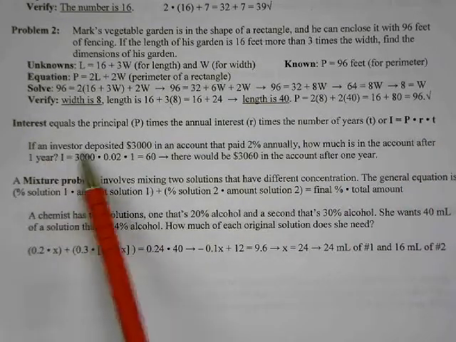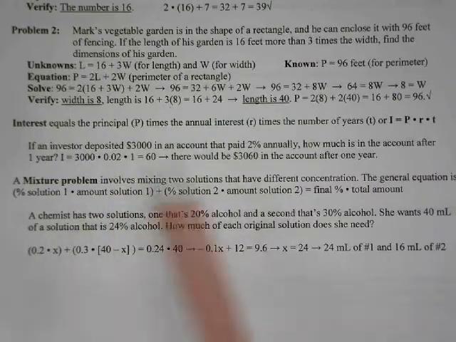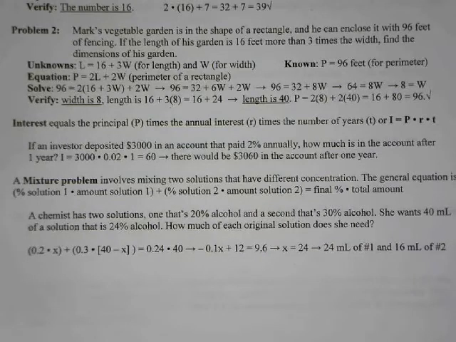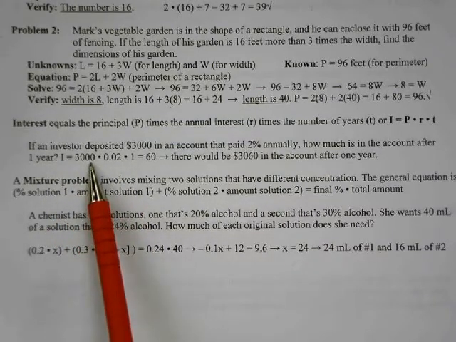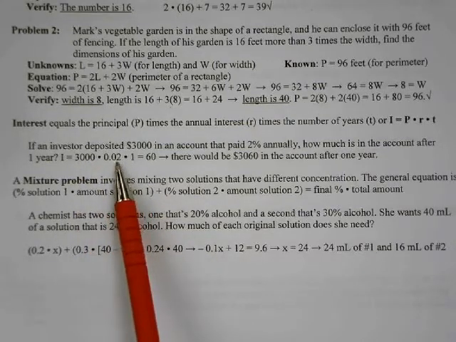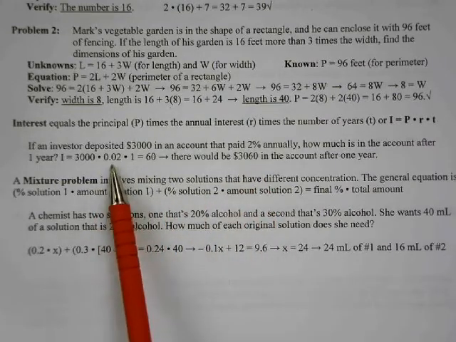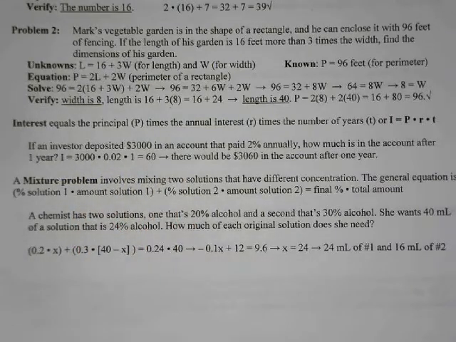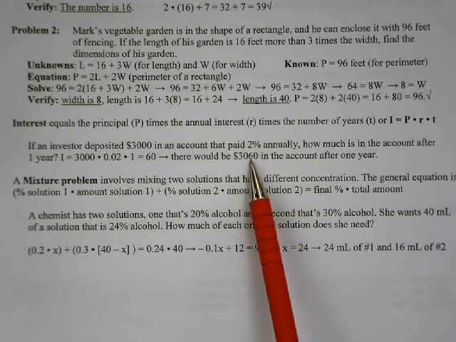If an investor deposited $3,000 in an account that paid 2% annually, how much is in the account after 1 year? So there's the 3,000, that was the principal. Notice that we wrote the percent as a decimal. So what was 2% becomes 0.02. We move the decimal twice. And then here's our 1 year. So we do that, we make $60 in interest after the 1 year. We started with 3,000, so 3,000 plus the 60 gives us 3,060 in the account after the 1 year.